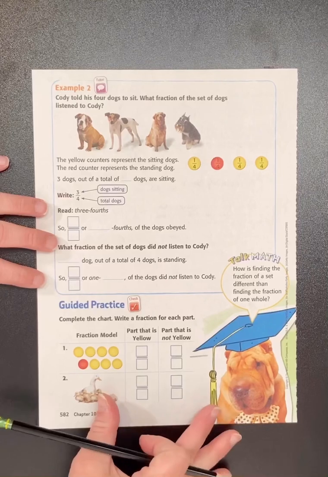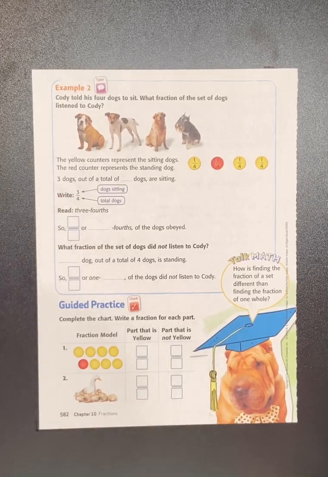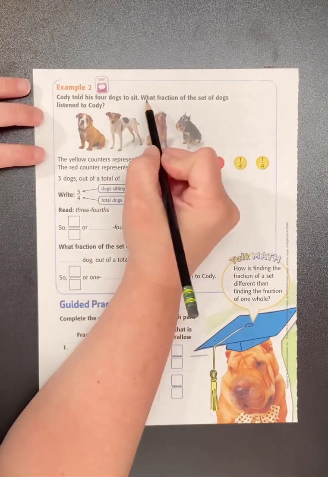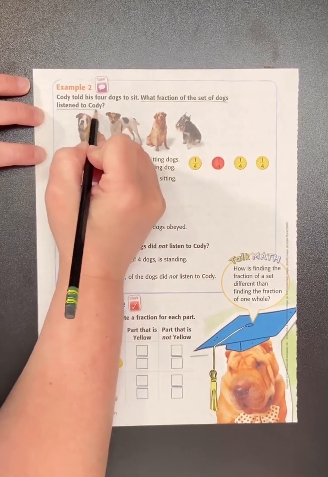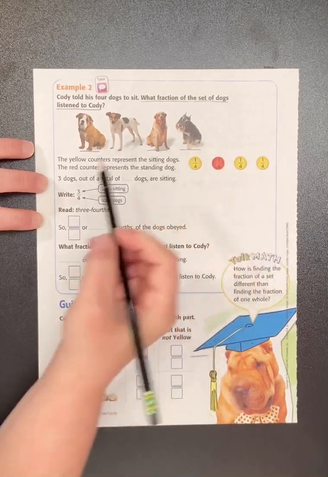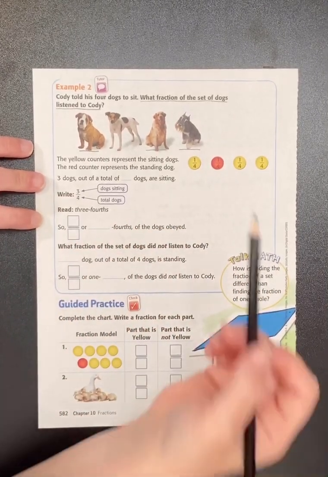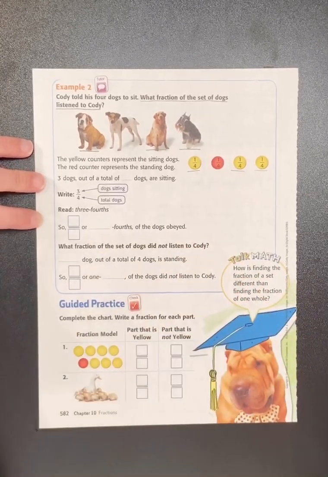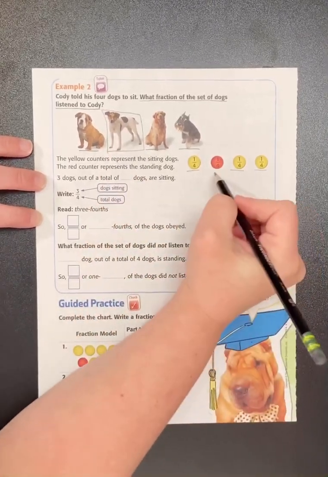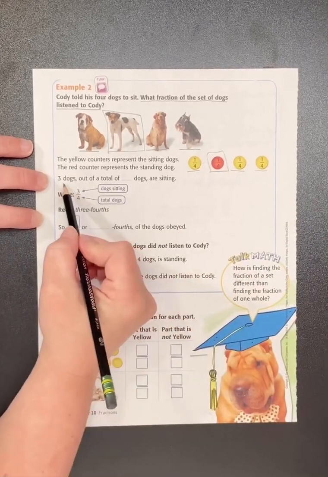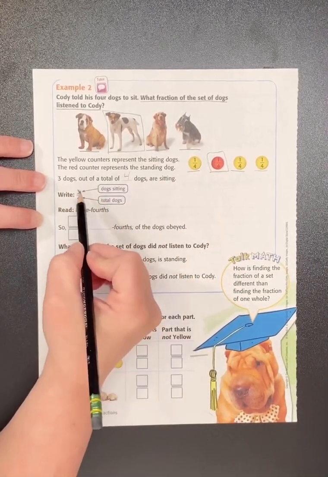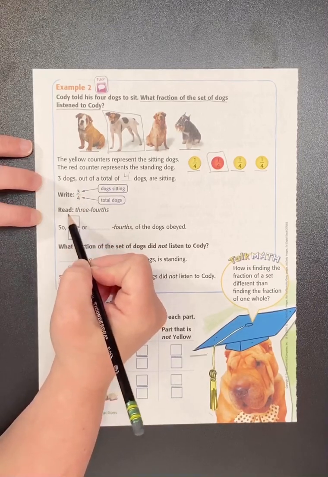All right. Example number 2, dogs. Cody told 4 dogs to sit. 1, 2, 3, 4. What fraction of the set of dogs listened to Cody? How many of them listened? 1, 2, 3. The yellow counters here represent the sitting dogs. Again, 1, 2, 3 sitting dogs. And the red counter represents the standing dog, the dog who did not obey. So 3 dogs out of a total of 4 dogs are sitting. That would be written as 3 over 4, and in words would be three fourths.